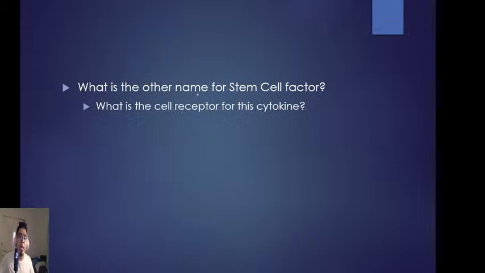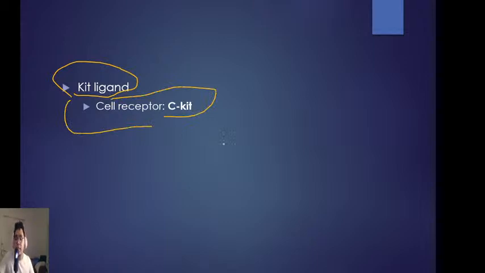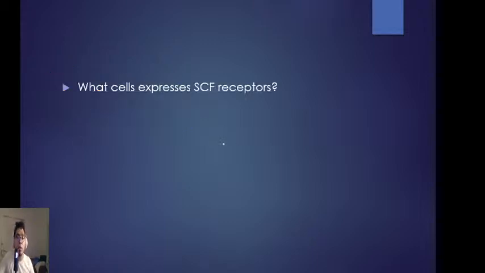All right? Next, what's the common name for stem cell factor? It's actually known as the KIT ligand. The receptor for the KIT ligand is what you call the c-KIT. It's short for c-KIT. Why is it called c-KIT? It's a cell receptor for KIT, or the KIT ligand. Be mindful of these two things because we're going to discuss hematopoiesis later on.